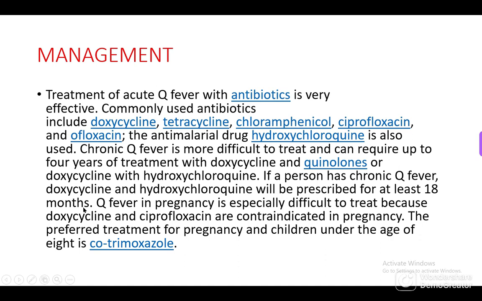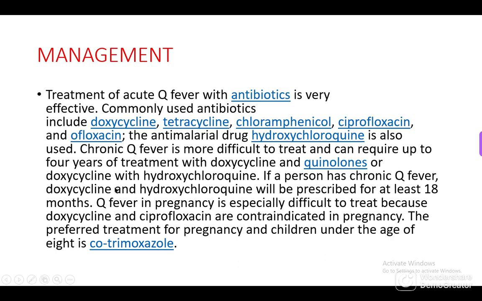18 months. Q fever in pregnancy is especially difficult to treat because doxycycline and ciprofloxacin are contraindicated in pregnancy, so you have to rely on another drug. The preferred treatment in pregnancy and children under the age of 8 is cotrimoxazole, that is Septran, a combination of sulfamethoxazole with trimethoprim. It can be used orally. These are the management strategies which we use.